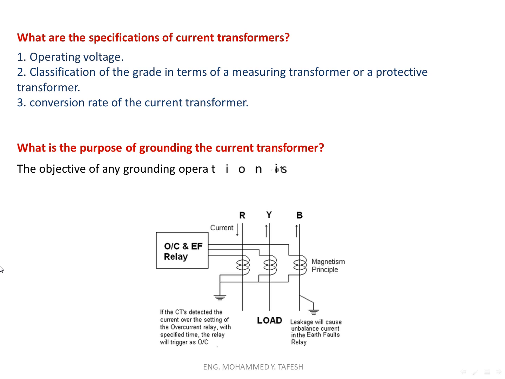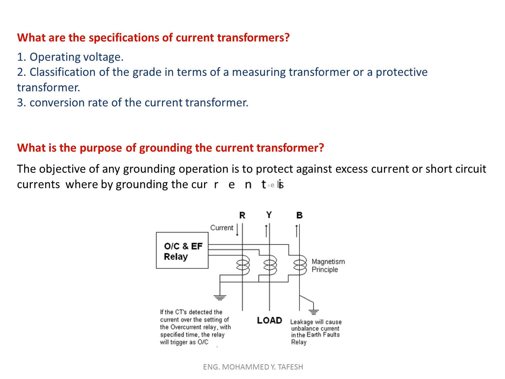The objective of any grounding operation is to protect against excess current or short circuit currents, whereby in grounding the current is leaked to the ground due to breakdown in insulation, where one of the ends of the secondary of current transformers must be connected in star connection to the ground to protect the measuring and protection when breaking down the insulation of the transformer, and also avoid passing the high voltage from the primary to the secondary side.